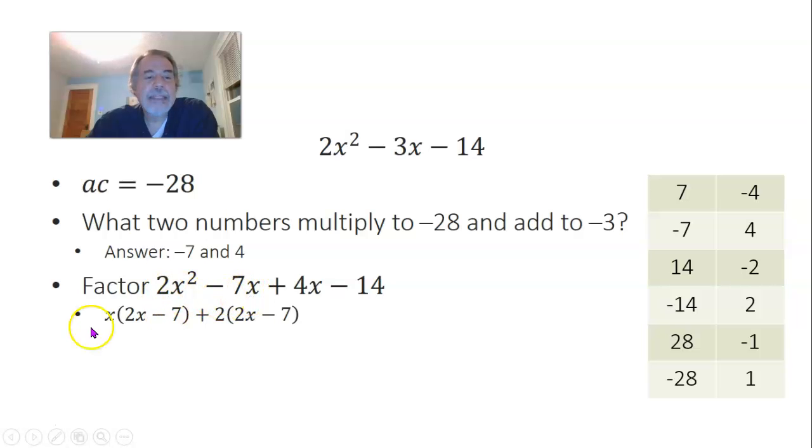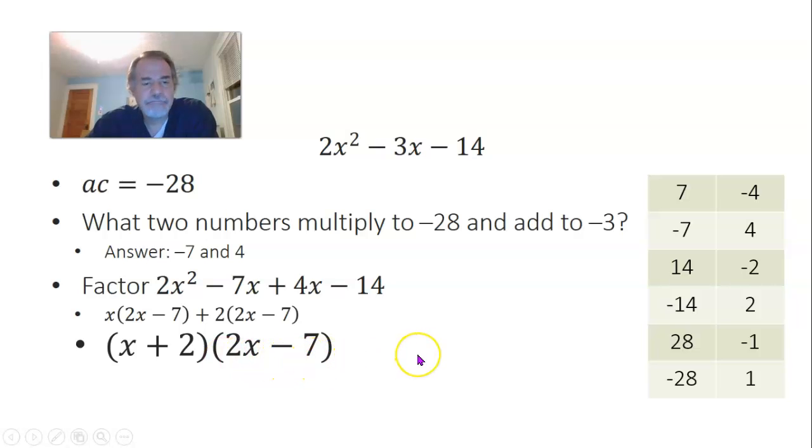We can pull out an x here, so x times 2x minus 7. We can pull out a 2 here, so 2 times 2x minus 7. And now we can pull out the 2x minus 7, so it's x plus 2 times 2x minus 7. Or if you wrote it as 2x minus 7 in front times x plus 2 after, that would be the same thing.